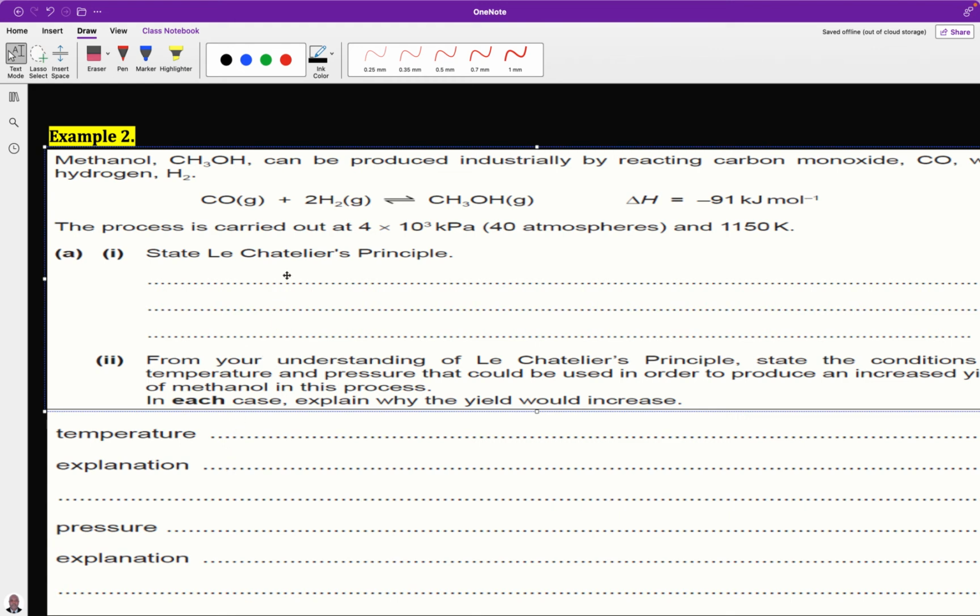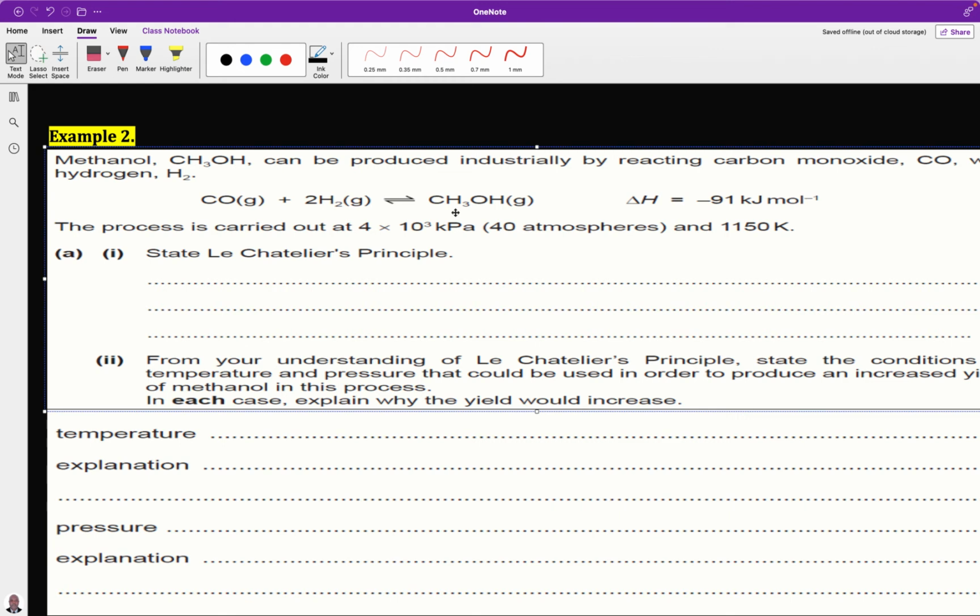Okay, pressure. What pressure? State the condition of the pressure. Is it increase or is it decrease? On pressure, we have 3 moles of reactant and only 1 mole of product. So to increase the production of more methanol, we need to do what? We need to increase the pressure.